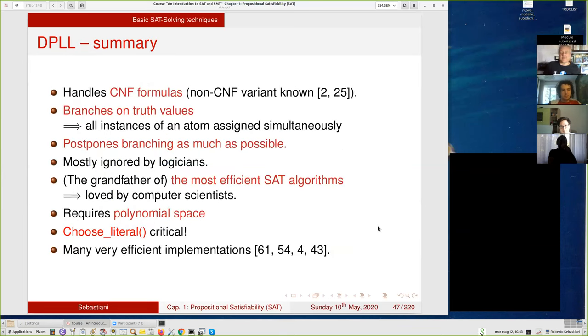So this is the old-fashioned version of the DPLL algorithm. Good news is that it handles CNF formulas. There are versions able to reason directly on non-CNF formulas, but this is not very popular. The very important thing to understand about DPLL with respect to other techniques like tableaux or resolution is what it branches on. Tableaux branch on disjunctions: if you have phi 1 or phi 2, phi 1, go left, phi 2, go right.